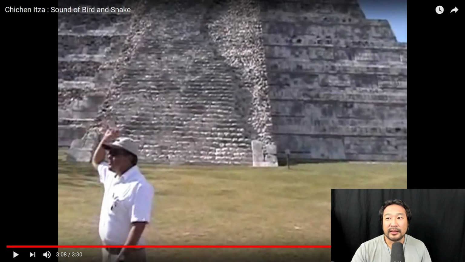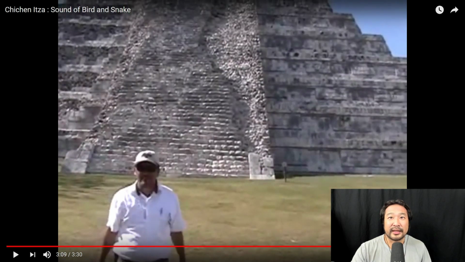Now here, oh, maybe this is too. 90 steps. The reason why it doesn't work on this side of the pyramid as opposed to the east side is because the steps don't add up to 91. It's only 90 steps. So the 91st step was, I guess, instrumental in making sure that the sound worked. And you can see here that there's a lot of damage to this side.